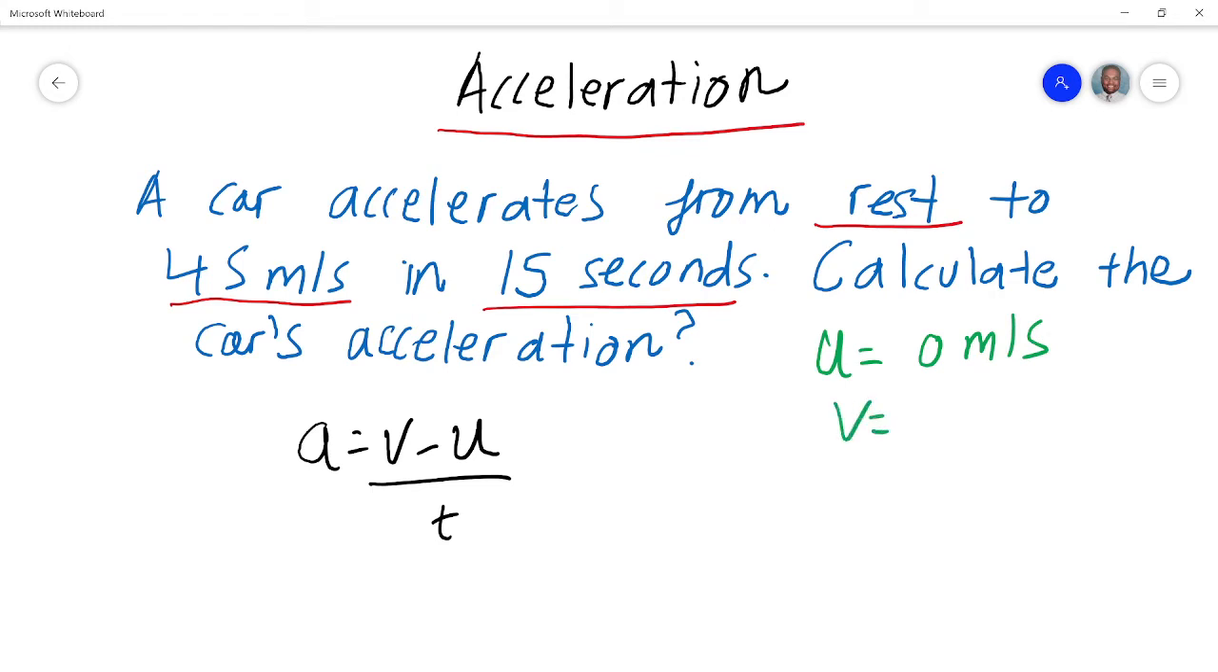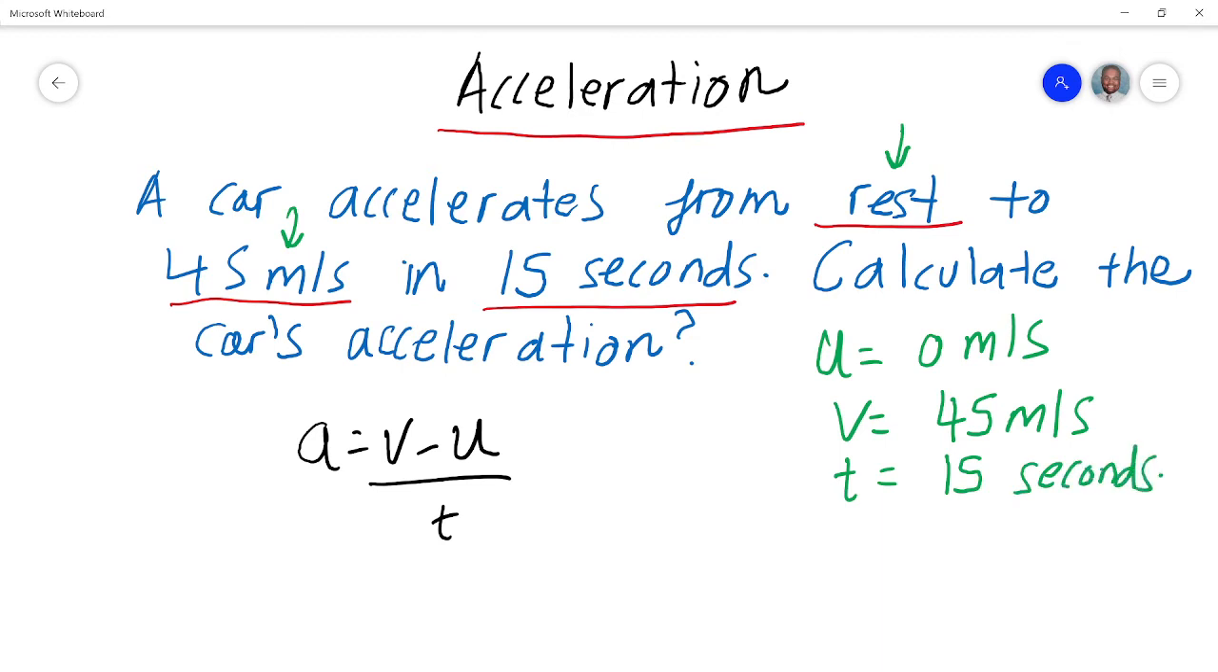So U is 0 meters per second. What's my V? It's starting from rest to 45 meters per second. So you can use the words from to, from original to final. In this case, you can see from rest to 45 meters per second. So the rest is your U and 45 meters per second is V, which is your final velocity. So V becomes 45 meters per second and T becomes 15 seconds, because that's the time.